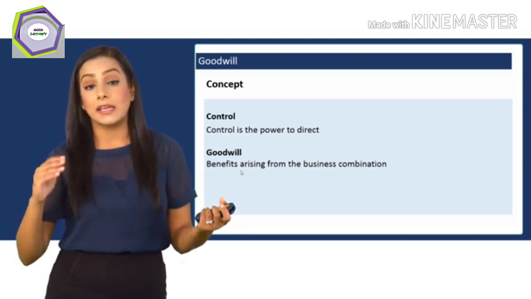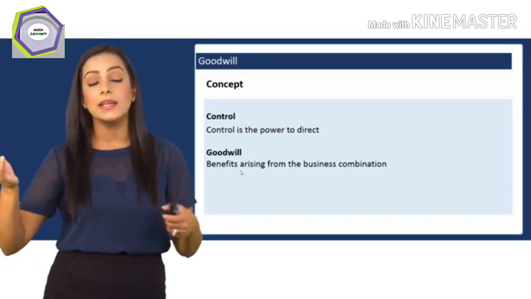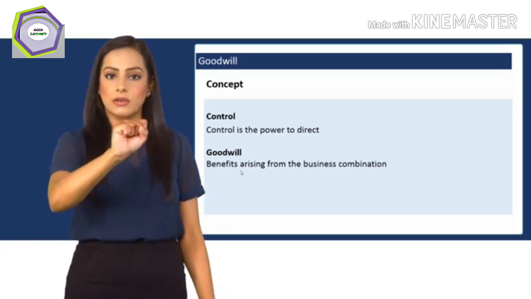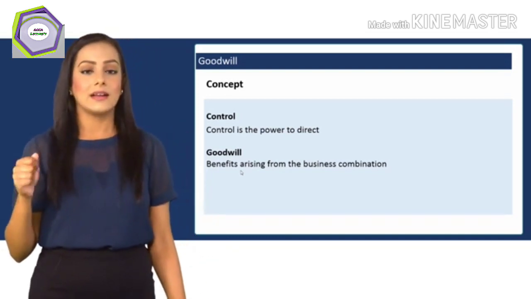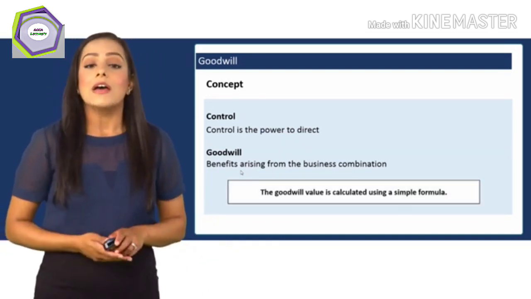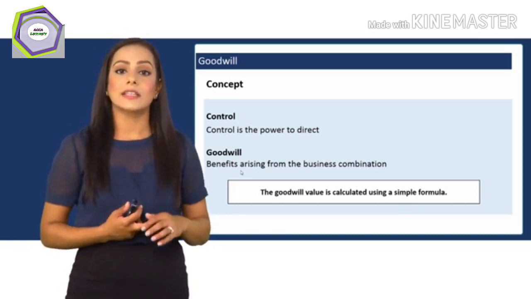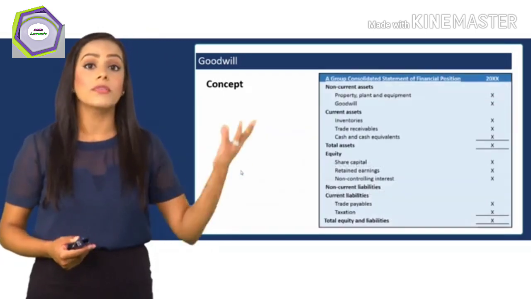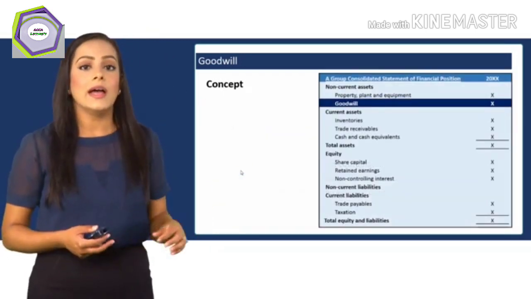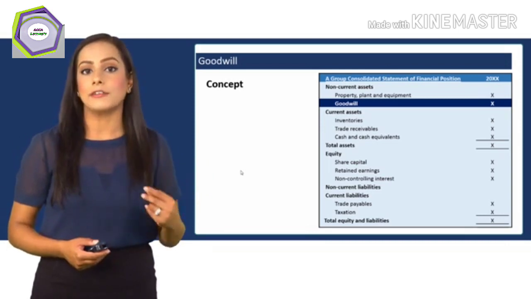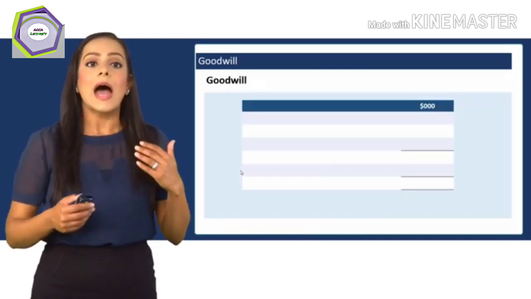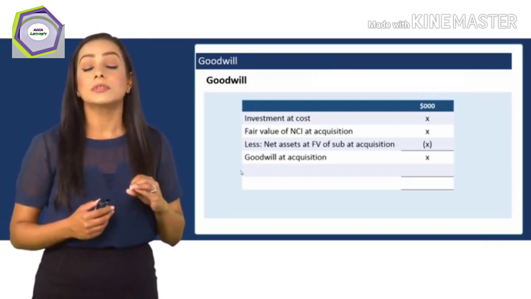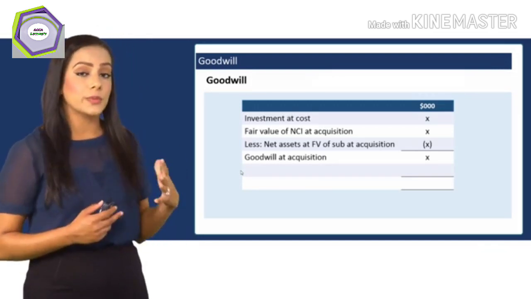A company is made up of people that work for the company and things within the company. So when the parent buys the subsidiary, what benefits have they gained? This is goodwill. The goodwill is a very important calculation which is necessary to find out what the value is and put it on the statement of financial position. It appears under non-current assets. And the formula for goodwill is very simple, and we will see how to calculate it when doing an example very shortly.